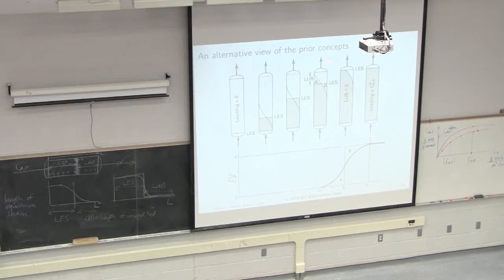Then you regenerate the bed, you run this backwards, you clean the bed up, and then you go forward, and you'll always stop at this point. That last part of the bed, that tail piece, always remains unused. So if we can find an adsorbent that has a sharp wave front, like this, we would go for that, preferentially.